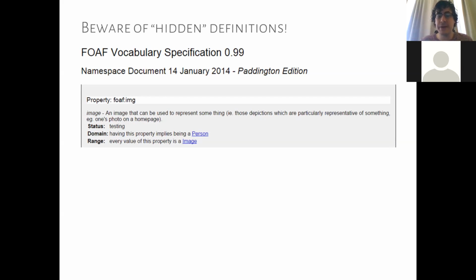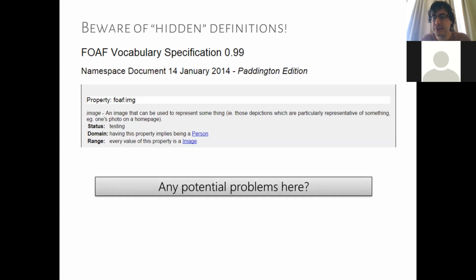So the FOAF specification has this property called foaf:img. And it says that the domain, having this property, implies being a person. So if I have an image, then I am a person, right? And the range is that every value of this property is an image. Okay? So the range is pretty intuitive, but the domain is arguably an instance of what we would call a sort of hidden semantics, right?